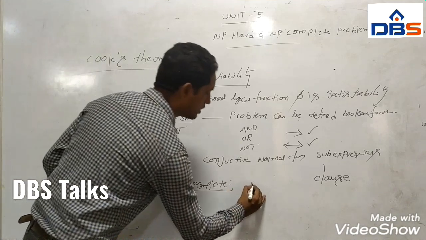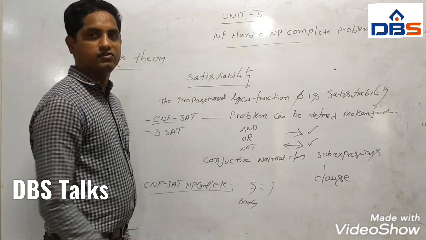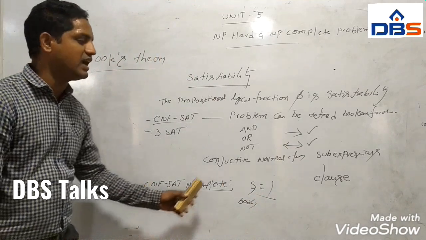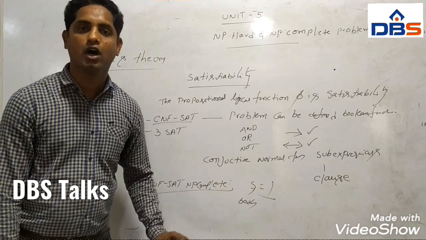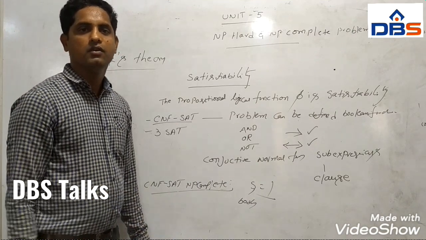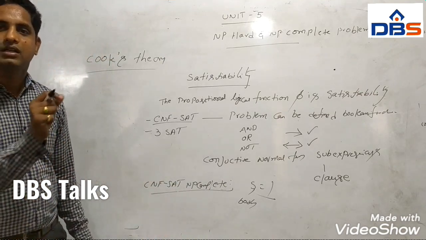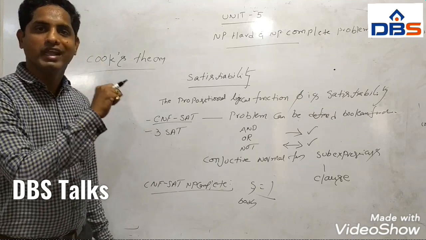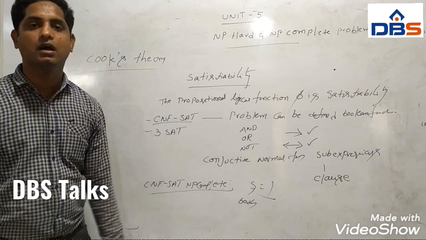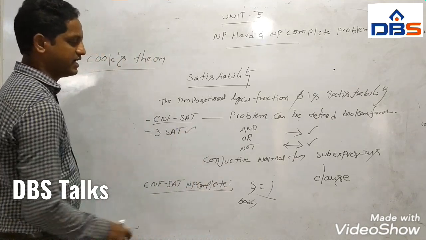That is, one particular Boolean formula, S equal to 1. S is a Boolean formula, then S will get 1. Then we can say the CNF SAT is an NP complete problem. Simply, we guess the different values for the given expression. Then we can get the particular Boolean formula to indicate 1. Then it is called a CNF SAT NP complete problem.